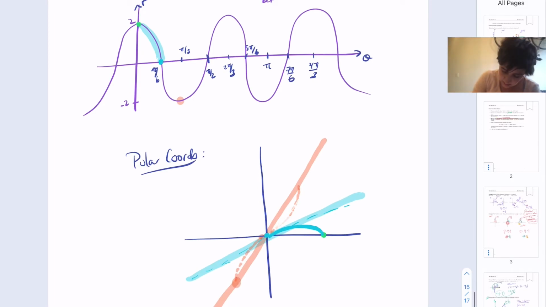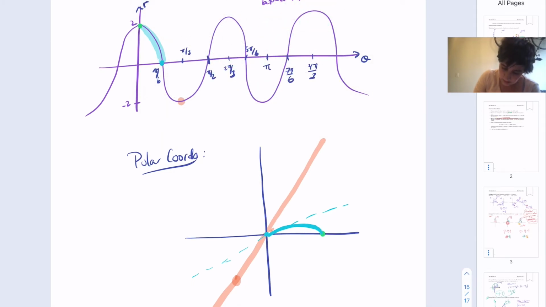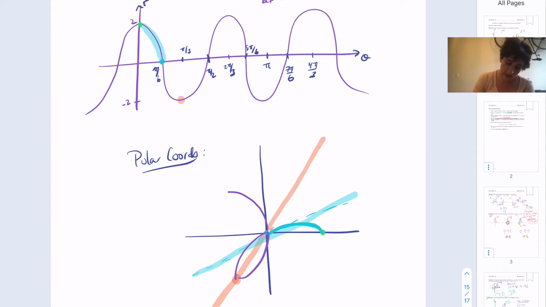All right, so I'm going to erase those. Okay, and so we get these values, and then we sweep back here, and then we head out like this, and we head out like this, and we head back around like that.